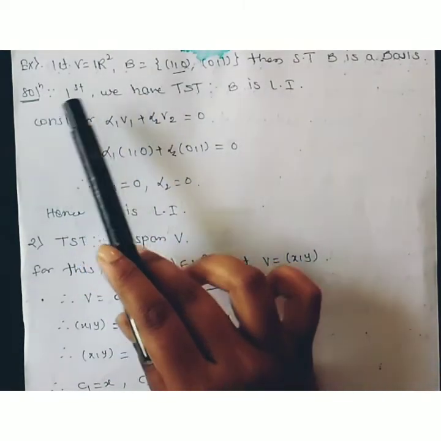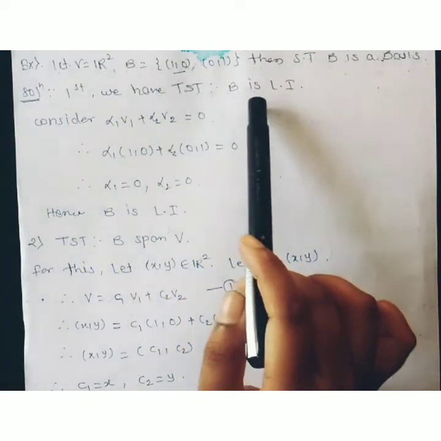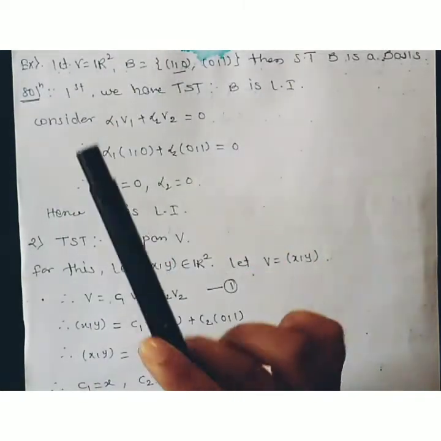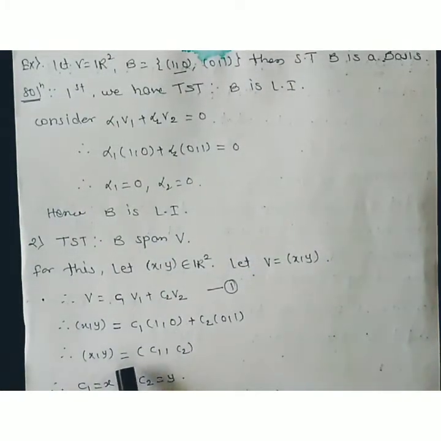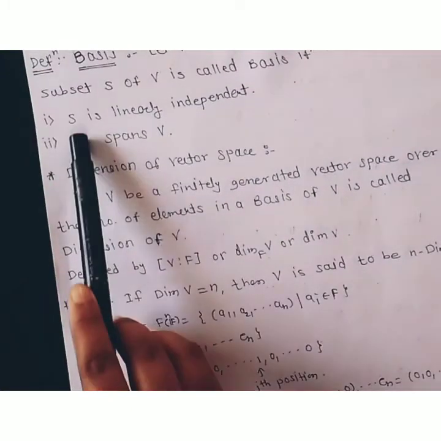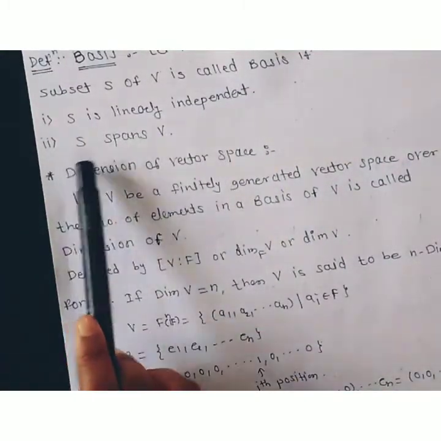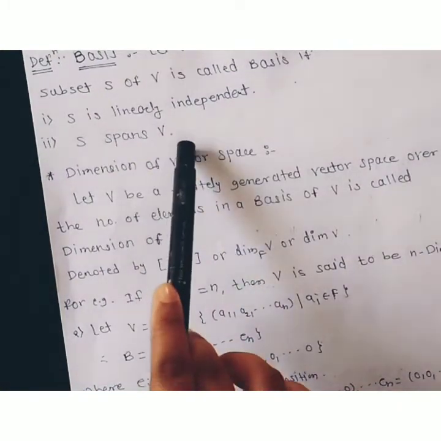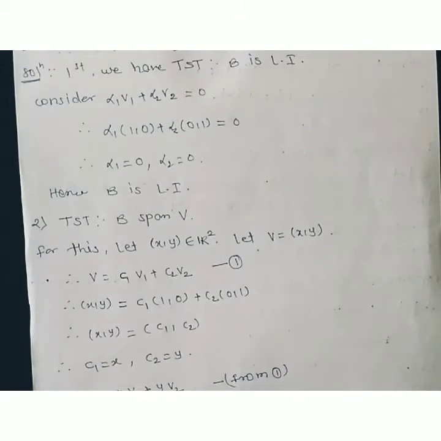So the solution: first we have to show that B is linearly independent. We know the conditions for showing a basis. First of all, we have to show that this set is linearly independent, and second, we have to show that this set spans V. Okay, so first of all we show that this set is linearly independent.